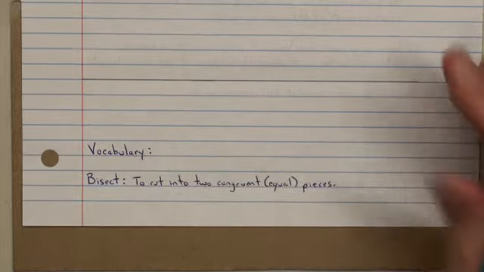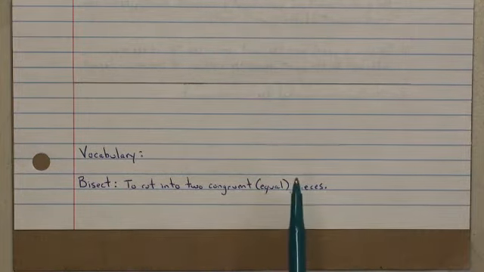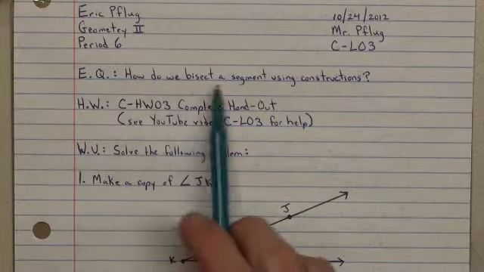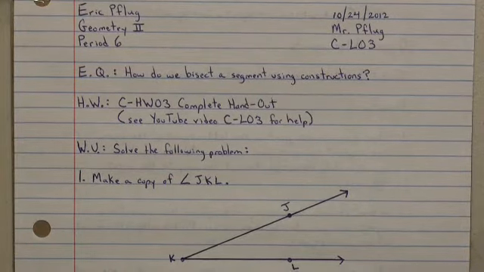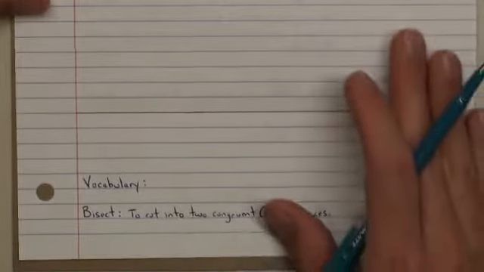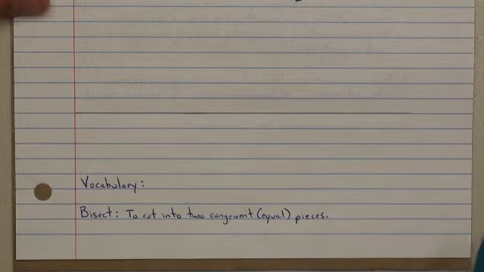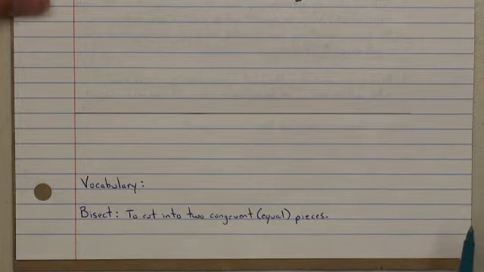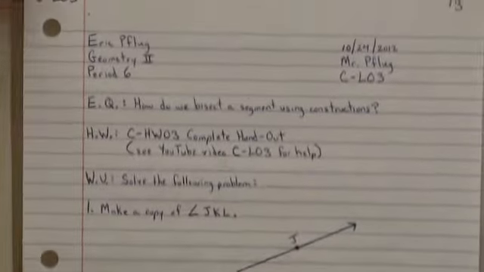There's one vocabulary word I'd like to review before we go into the lesson, and that's bisect. Since the essential question is how do we bisect a segment using constructions, I want to make sure that we know what to bisect means. Okay? So bisect is to cut into 2 congruent pieces, or to cut it into 2 equal pieces. All right, which means the same thing. Congruent is equal, essentially. Okay? So once you have that finished, turn it over, and we'll get into the new construction.